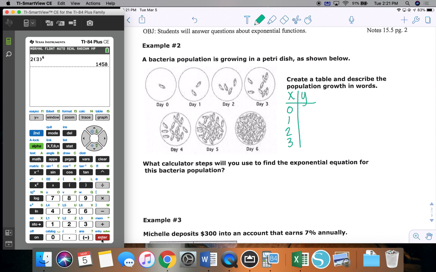Once I start getting past day 3, I can't really count, so I'm not going to include that in my data. Day 0 has 1, day 1 has 2, day 2 has 4, day 3 has 8. Okay, so I've created the table describing the growth. It looks like the growth is doubling from day to day.